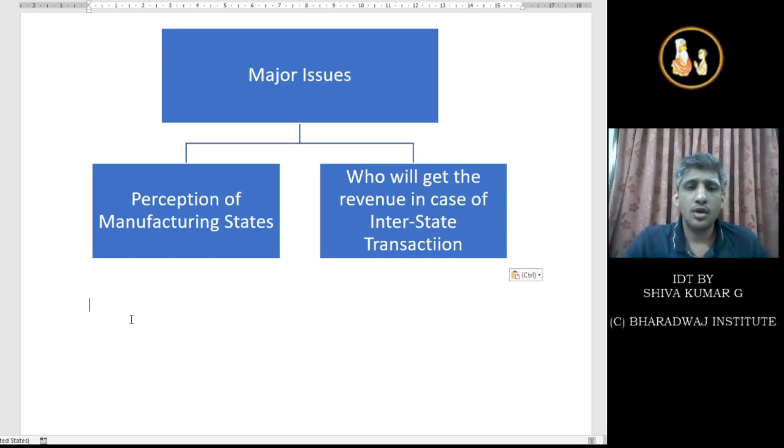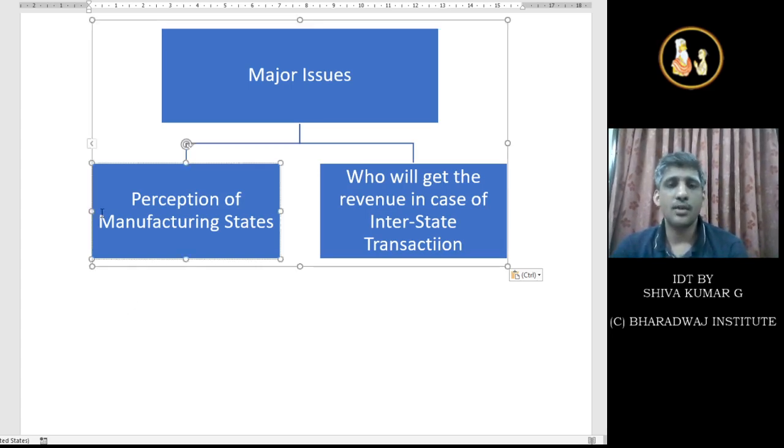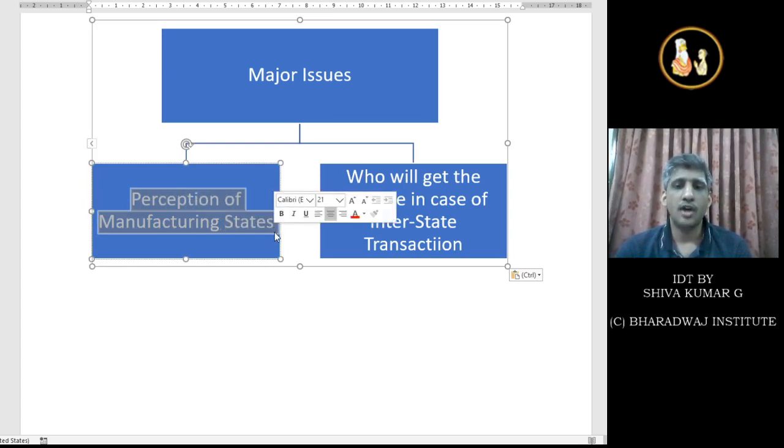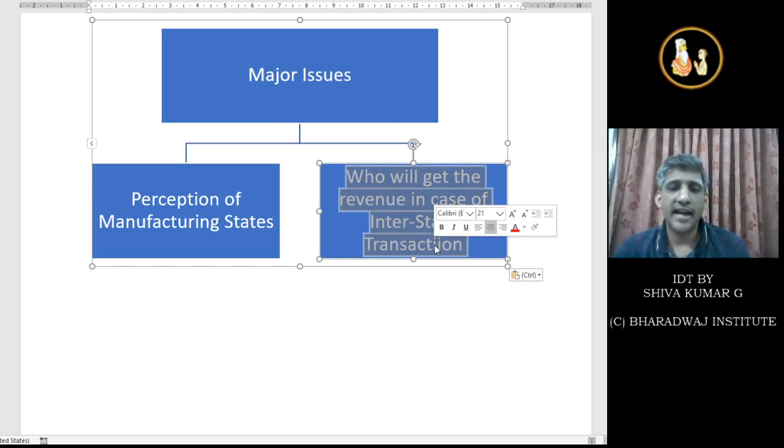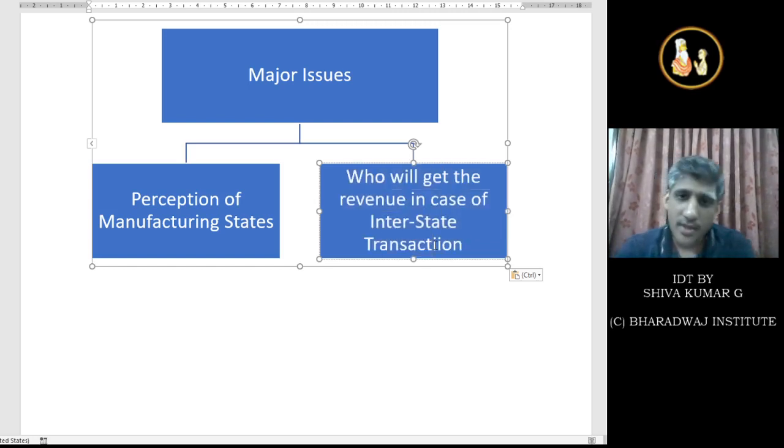Now, these manufacturing states put a question: whether they will lose revenue because of GST. So what is the concept? Why will they lose revenue? They will lose revenue because of the answer to question number 2. What is question number 2? Who will get the revenue in case of interstate transaction? So what is the first problem? Perception of the manufacturing states.